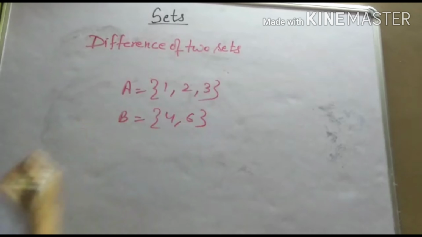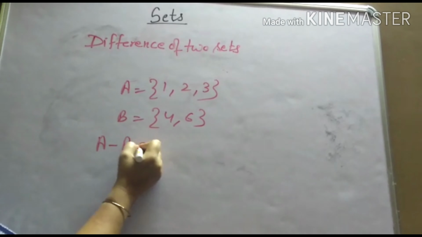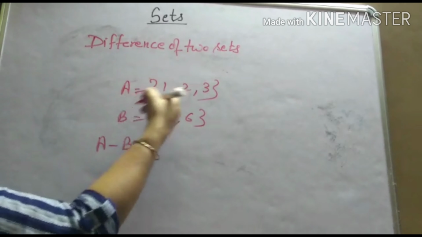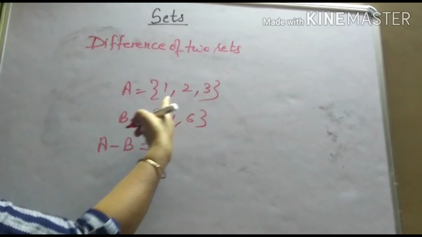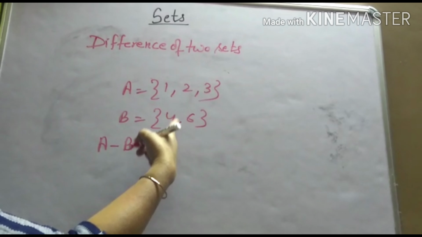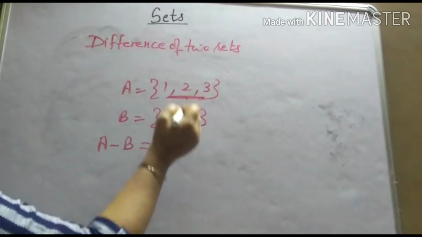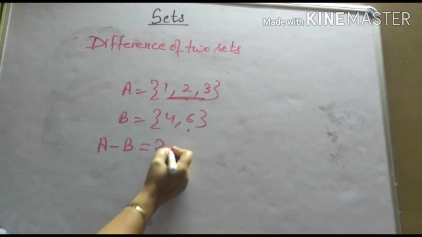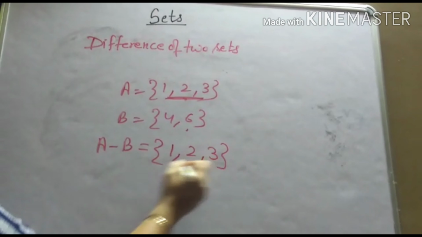Now the next example: if we have set A as {1, 2, 3} and set B as {4, 6}, now we have to write A minus B. It means we have to write the elements of A, but we have to leave the elements which are in B. But no element of A is in B, so A minus B is {1, 2, 3}.